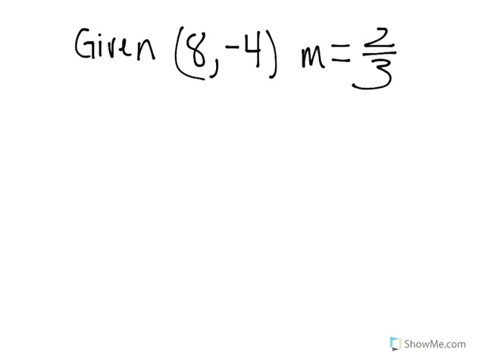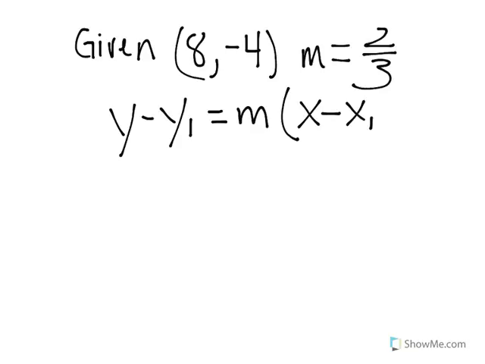So how do we use this? Well, for example, if we're given a point (8, -4), which obviously is not a y-intercept because x is not set equal to 0, and then we're given a slope of 2/3, we could write an equation of the line using the form y minus y1 is equal to m times the quantity x minus x1. We'll plug the x in for x1, and we'll plug the y in for y1.